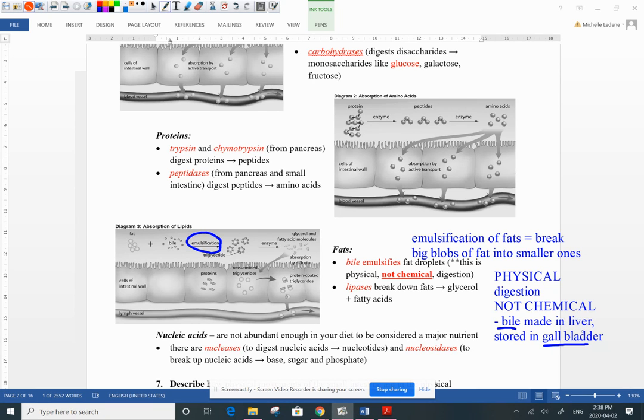So now let's talk about chemical digestion. Now we got to talk enzymes. What enzyme are we talking? Lipases. Look at that last part of the name. ACE is typically the ending of an enzyme.